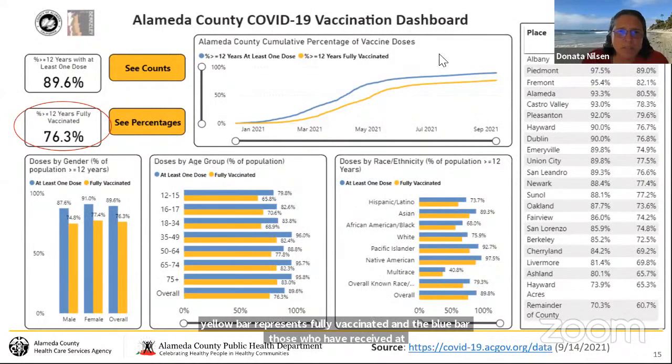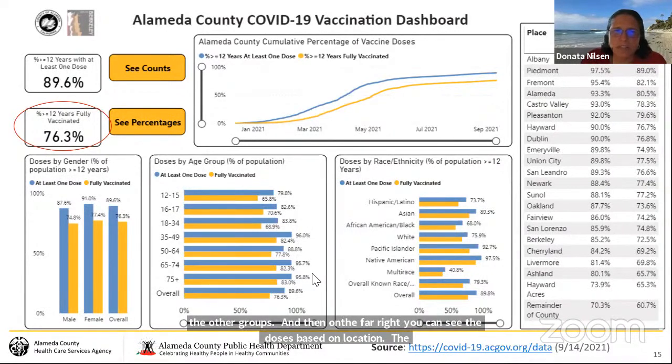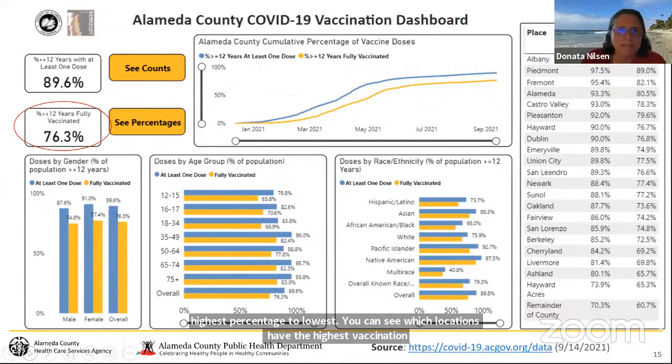When you look at the doses by race ethnicity, that's that third box from the left, you can see that our African American population is still lower than the other groups. And then on the far right, you can see the doses based on location. The right column of that box represents fully vaccinated, and it's roughly sorted from highest percentage to lowest. So you can see which locations have the highest vaccination rates versus the lower ones towards the bottom. Next slide.